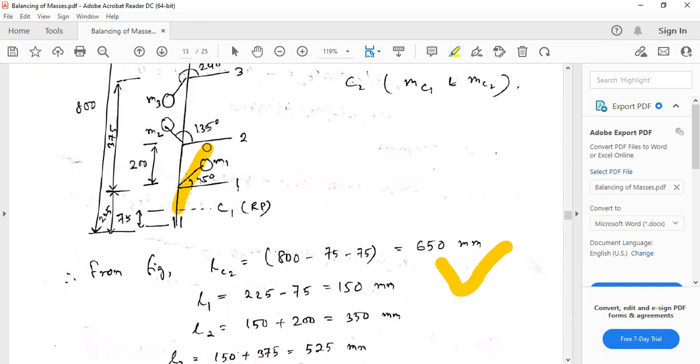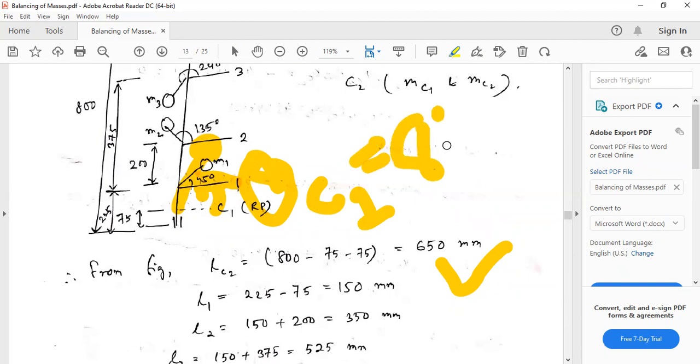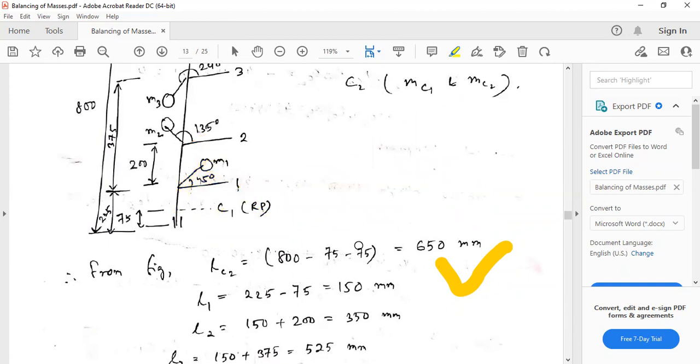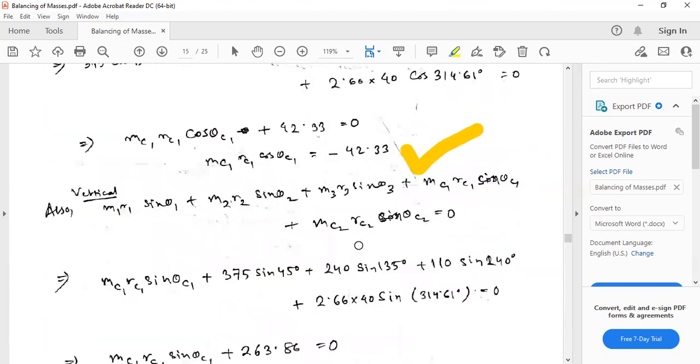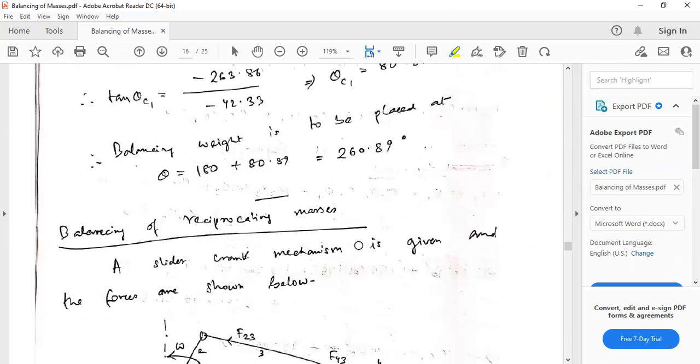So this one will be here, MC1. This angle will be in the anti-clockwise direction, this is positive. So this is theta C1, which is 80 degree, 80 point something, right? So we have got the values of MC1, MC2, and their respective angles. Understood? So that completes your problem.